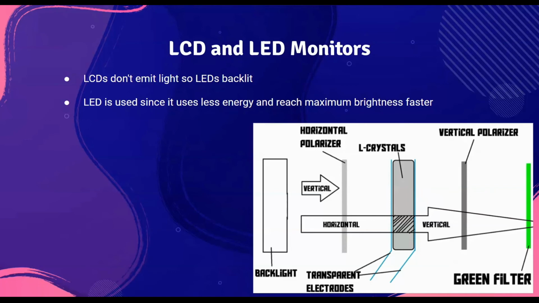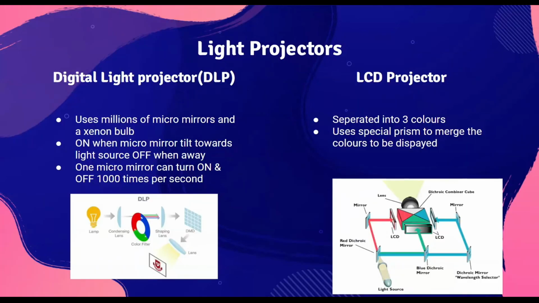Let's move on to the projector. In day-to-day life, we use two types of light projectors. They are DLP and LCD. DLP is digital light projector. Firstly, looking at DLP, it uses a xenon bulb to produce bright white light and micro mirrors to show the color in certain areas of the screen.